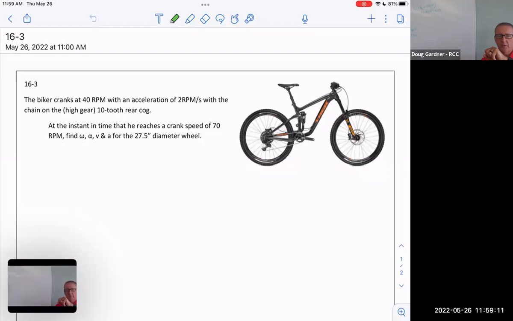So this person's cranking at 40 revolutions per minute, but notice they're also accelerating 2 RPMs per second. So 40 revolutions a minute, and then 1 second later, it's 42. 1 more second later, it's 44. 1 more second later, it's 46. So it is slow, and they decided it's too slow. So they're increasing their speed.